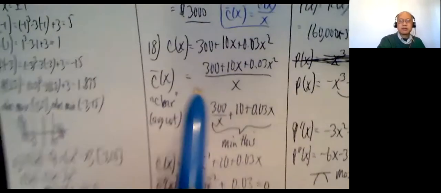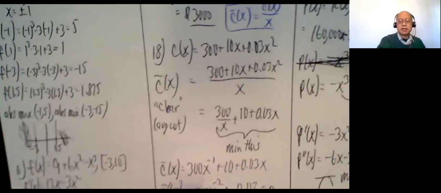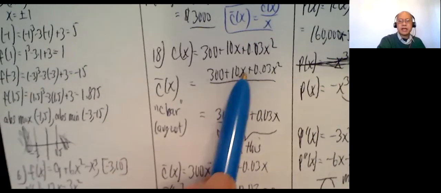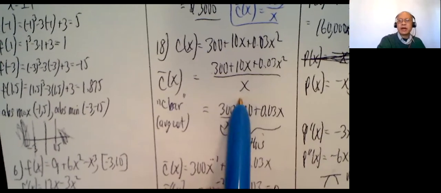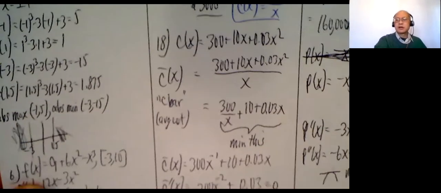Divided by x. So 300 divided by x is 300 divided by x. Plus 10x divided by x, x cancels out, I have 10. Plus 0.03 x squared divided by x is 0.03x.